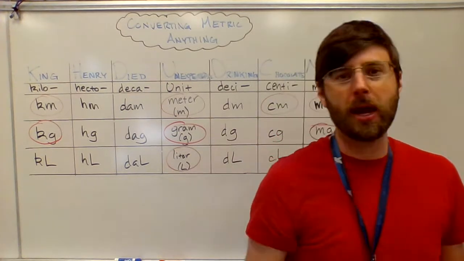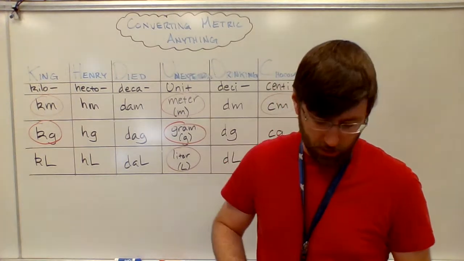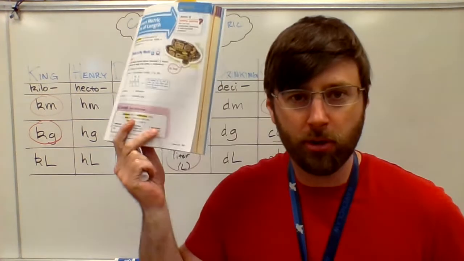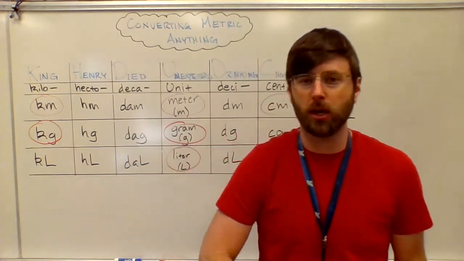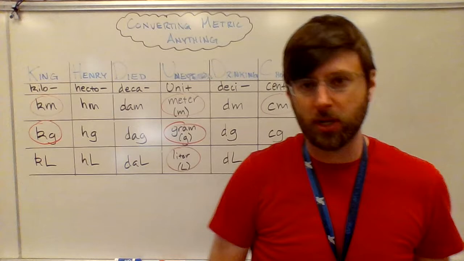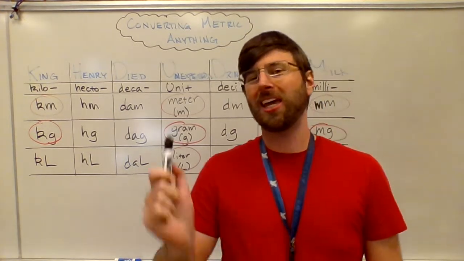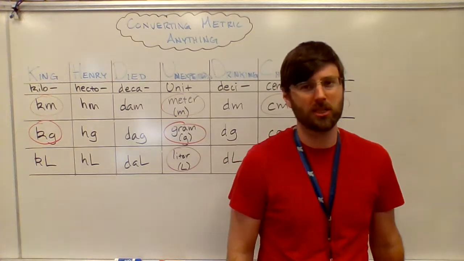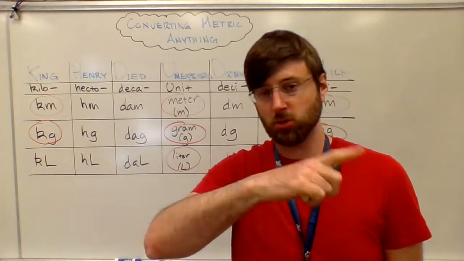Day 1, math. And today we're going to be working on converting metric length. You need to be on page 847 of your book and following along. I've left this up here for the next several lessons so we can refer to it. But the bottom line is, can you remember King Henry died unexpectedly drinking chocolate milk? Just write down the first letter of that little story as your tool to show your work.